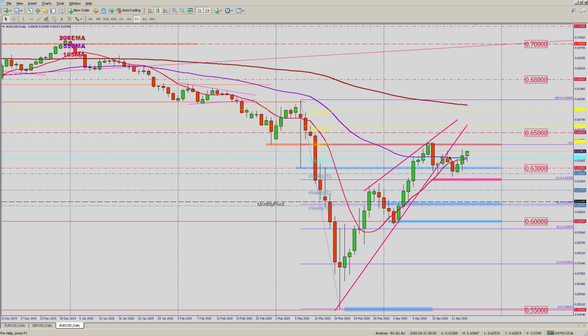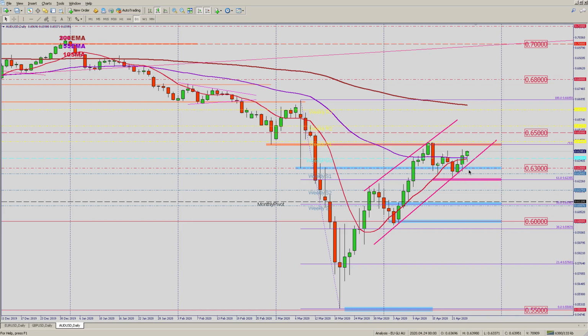It did fall out of the ascending wedge as well, but similar to the cable, we could open up this range and possibly it could be forming a slightly bullish channel as well and moving up in this formation. So it needs to break above the 78.6 FIB and target the 0.65 round figure.